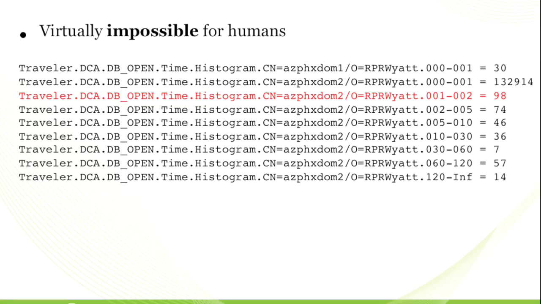So if I wait 10 minutes and I issue this same command and I see that the 30 to 60 is still 7 and the 10 to 30 seconds is still 36 and so forth, but my 0 to 1 number has gone up, then I can conclude that my Traveler server is healthy. But if these other numbers have gone up, like suddenly the number of opens that took between 30 and 60 seconds is now 50, where it was 7, I know that my Traveler server is struggling to talk to that mail server.